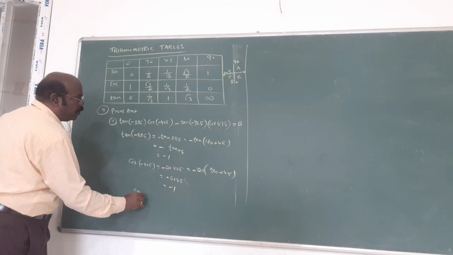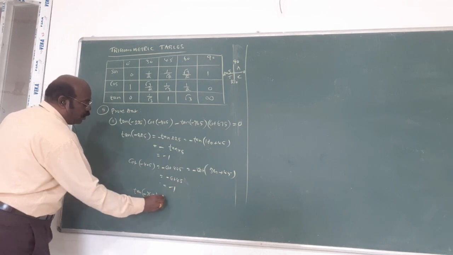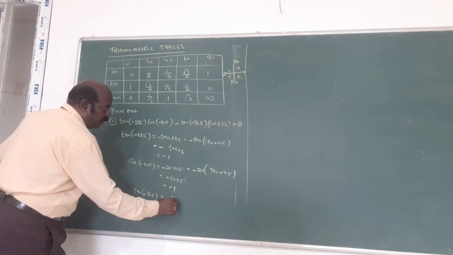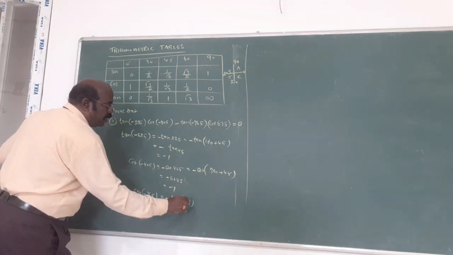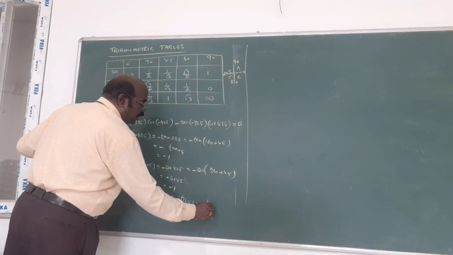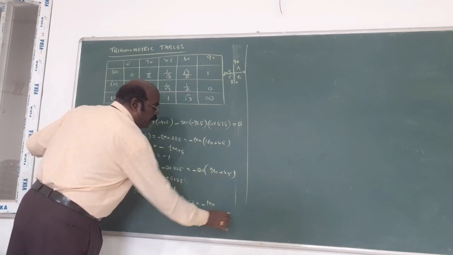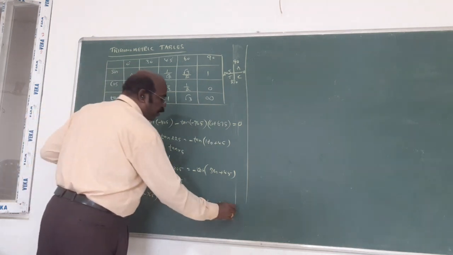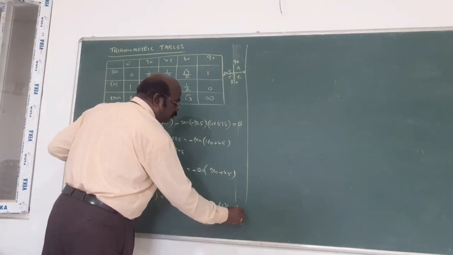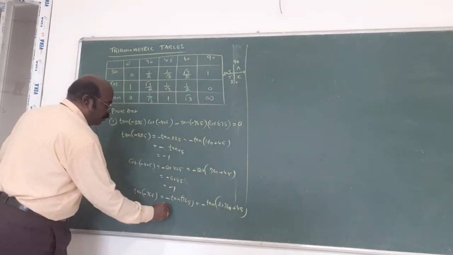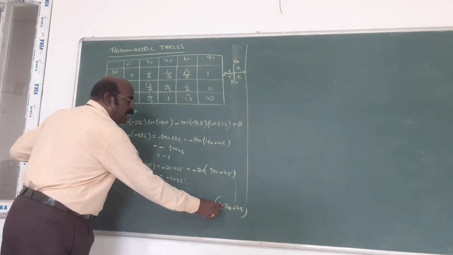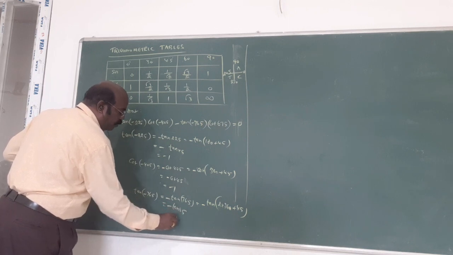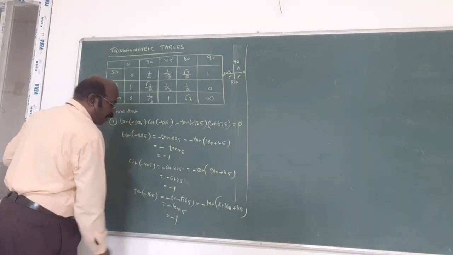Again, tan of minus 765. Tan is an odd function, so it comes out as minus. Minus of tan 765. This can be written as minus tan of 2 into 360. Am I right? 720 plus 45. Again, minus of tan of 720 becomes 0, only 45 remains. Tan 45 equals 1. So minus 1.